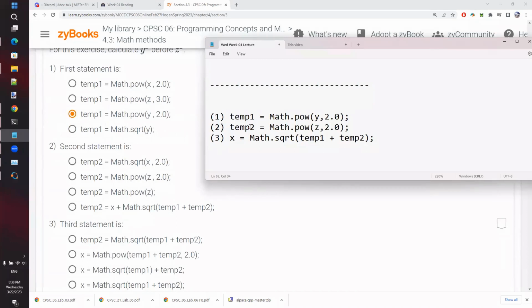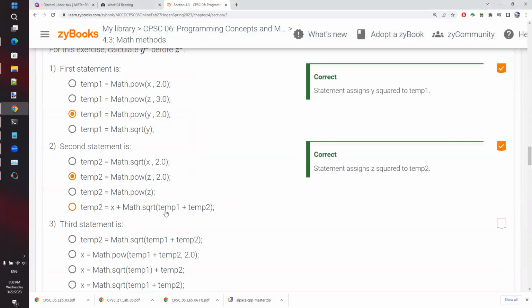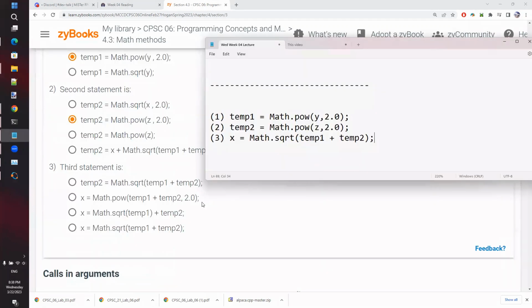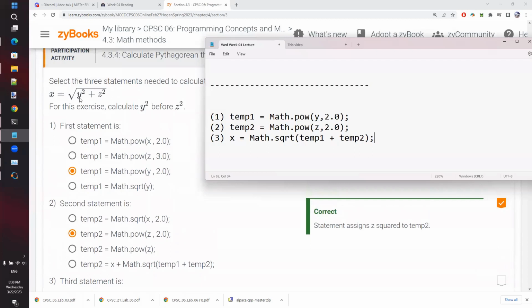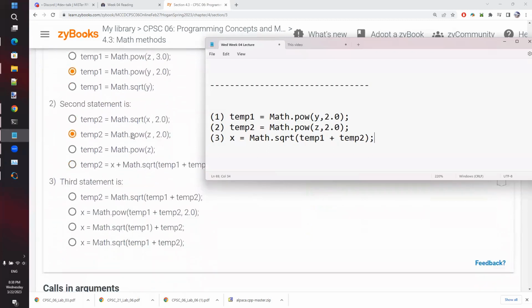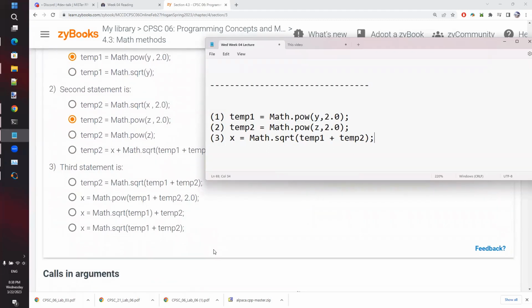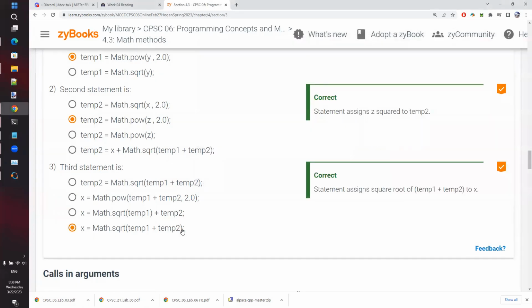The second one is temp2 equals Math.pow z and 2. So we look for the z and the 2. There we go. And then for the third statement, we're looking for x equals Math.sqrt. And then we want the temp1 and the temp2 both inside of the square root, because here, right, they're both inside the square root. So we're looking for the right one, and it looks like the third one looks right. Okay?